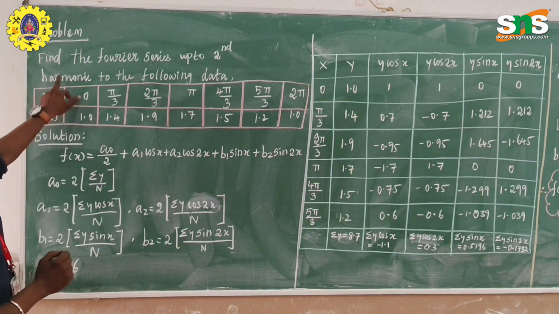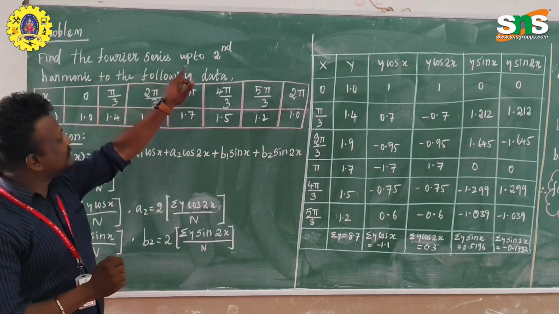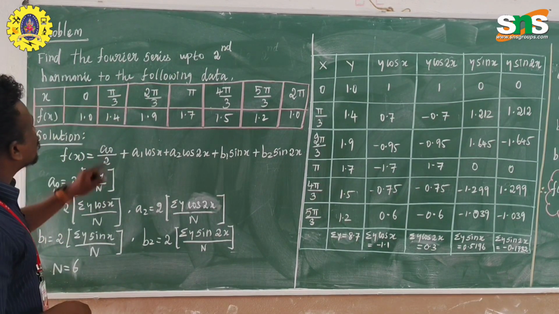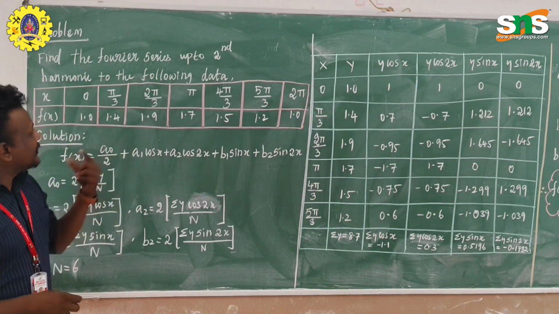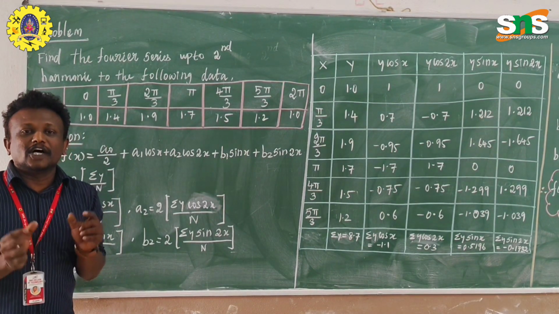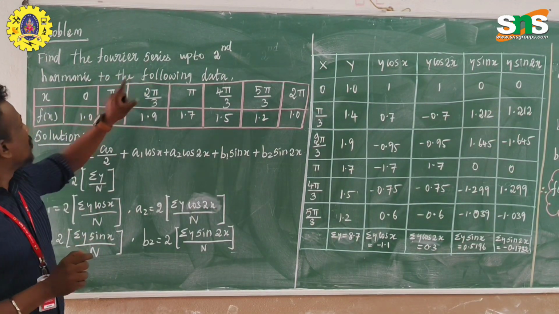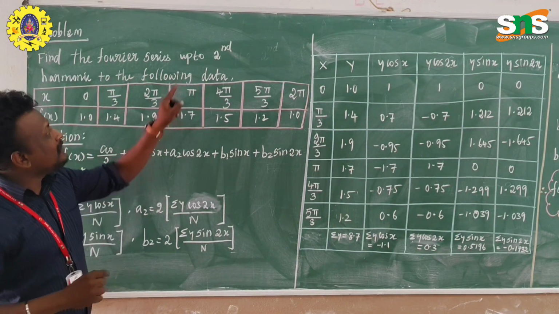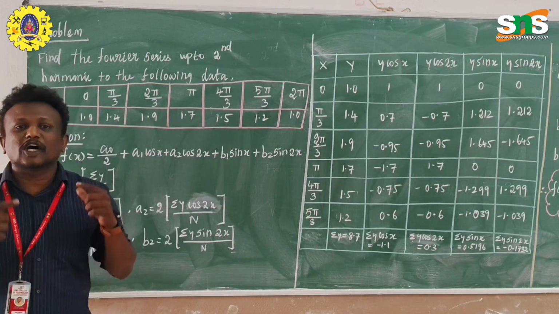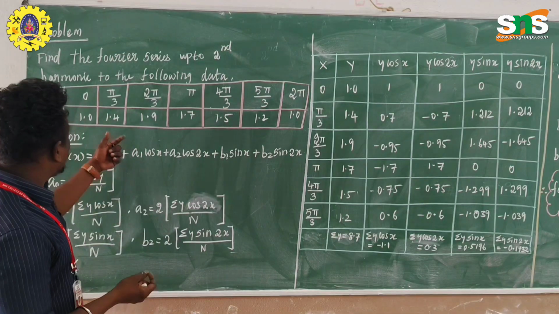Okay, here we are given a problem: find the Fourier series up to the second harmonic for the following data. So we are given the data in terms of numerical values, and our task is to find the Fourier series expansion by using harmonic analysis till the second harmonic. This is our task. So to complete this task, we require the following steps.